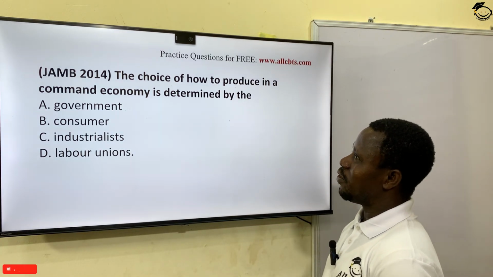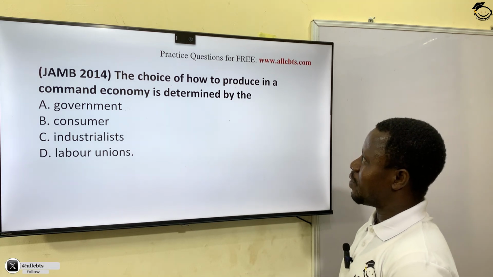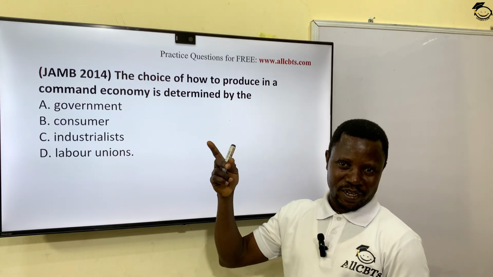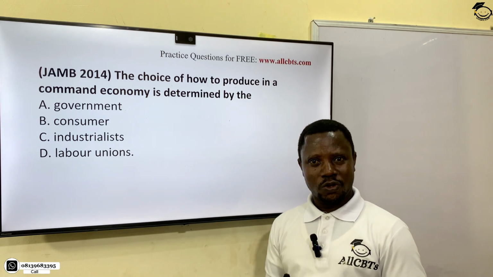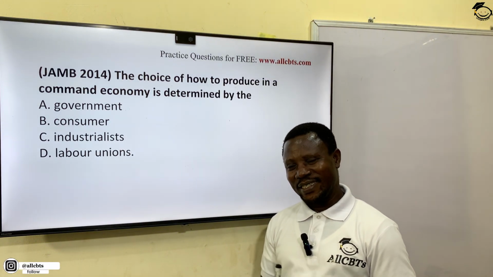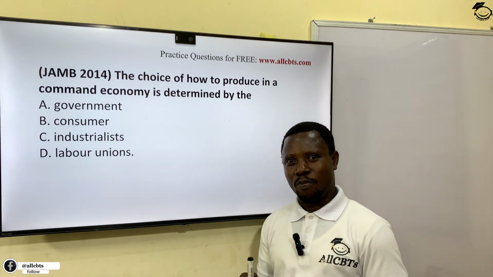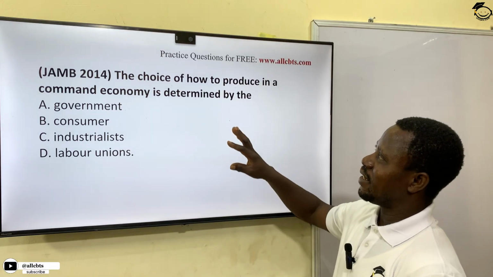The choice of how to produce in a command economy is determined by the, I've mentioned this earlier when I was talking about the price mechanism. When we say command economy, it's another name for what? Socialist economy. Or you call it centrally planned economy. Or you call it state-controlled economy or public control economy. That's command economy.